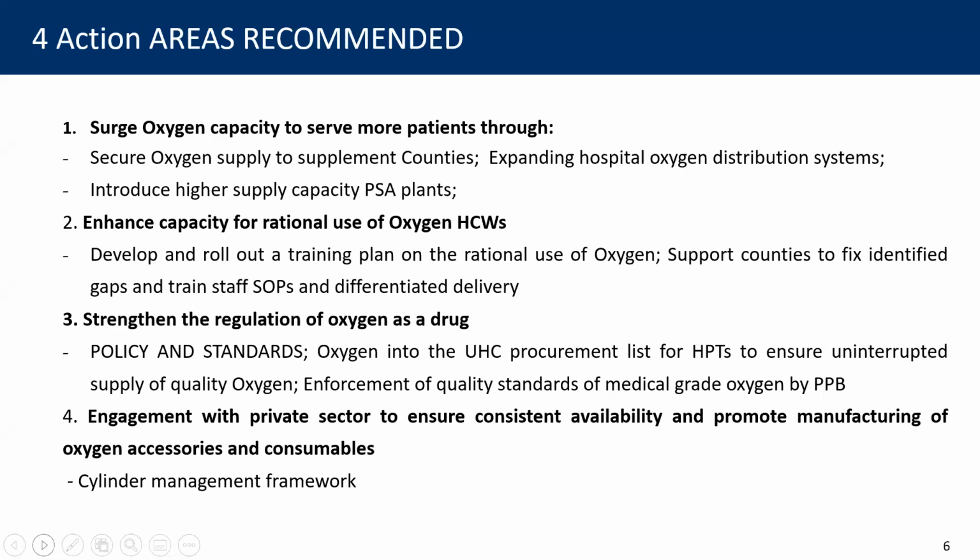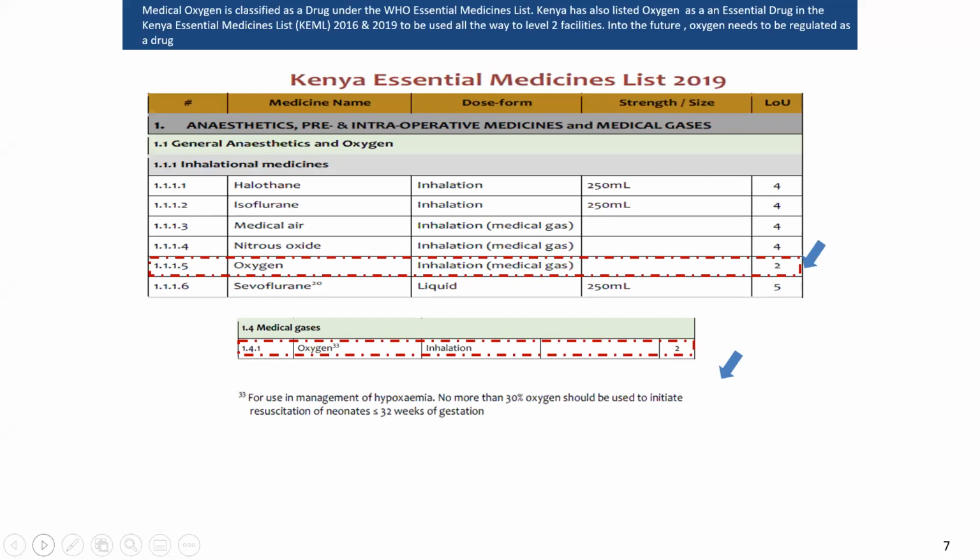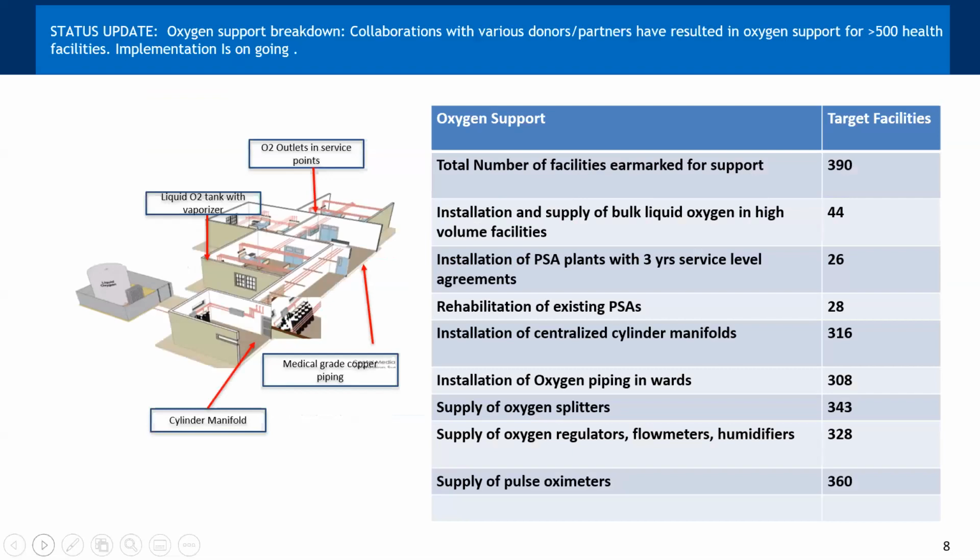And then the supply chain, being able to get cylinders from anywhere across the world, even if you have money, because we don't always produce cylinders, has also created additional challenges. So medical oxygen was listed as a drug in the Kenya Essential Medicines List. But into the future, in addition to being listed as a drug, it needs to be regulated as a drug. And I'll speak to that when I make some notes on what we have found about some of the policy gaps we have. So in terms of a status update, where are we?